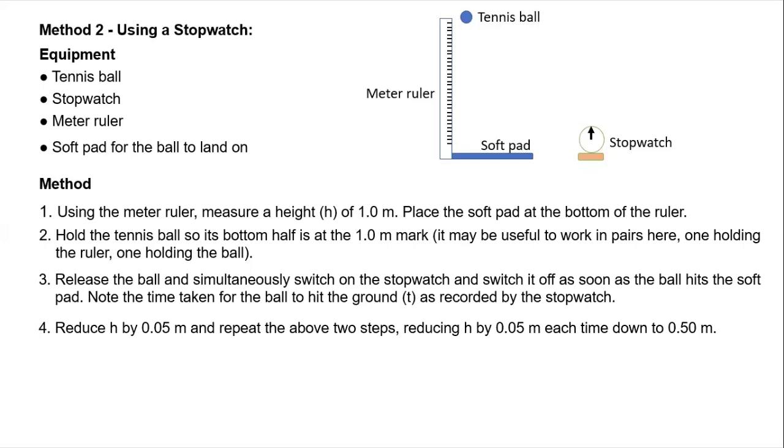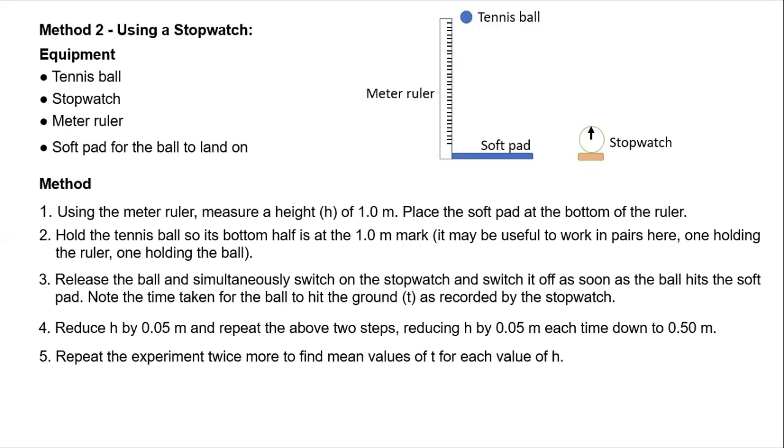Number 4. Reduce H by 0.05 meters and repeat the above two steps, reducing H by 0.05 meters each time down to 0.5 meters. Repeat the experiment twice more to find mean values of T for each value of H.